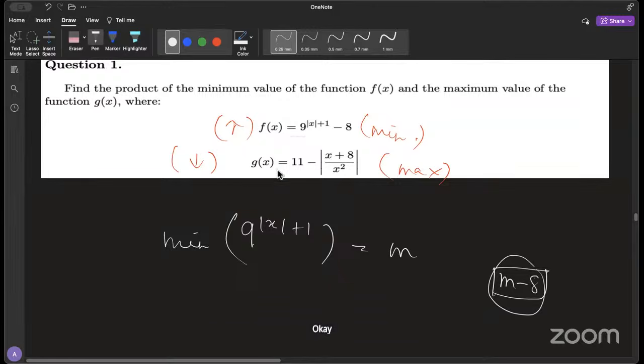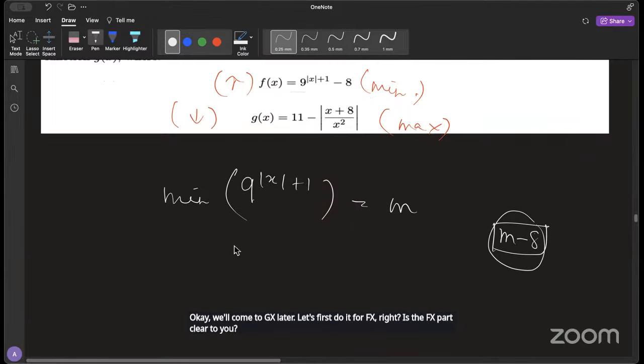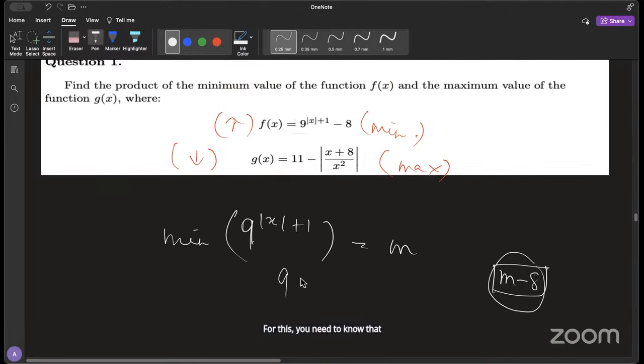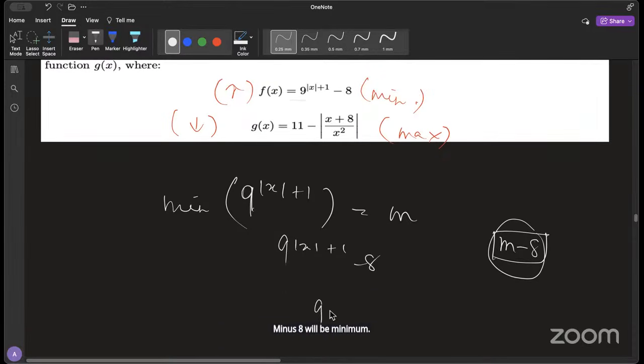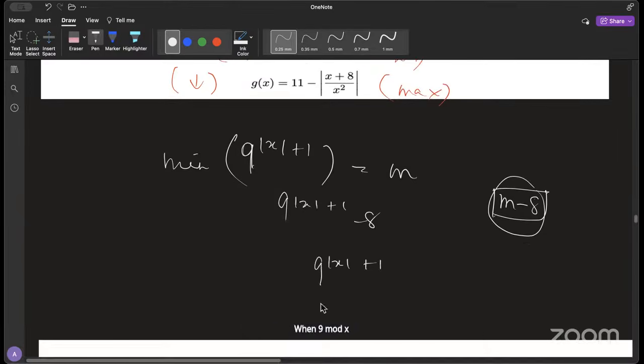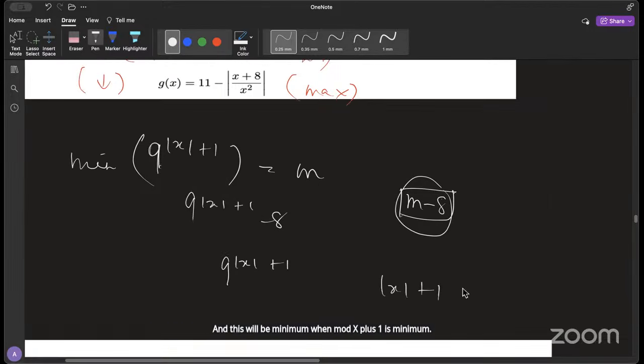Okay, we'll come to g of x later. Let's first do it for f of x. Is the f of x part clear to you? For this, you need to know that 9 to the power mod x plus 1 minus 8 will be minimum when 9 to the power mod x plus 1 is minimum. And this will be minimum when mod x plus 1 is minimum. And this will be minimum when mod x is minimum. That is how you have to reduce things.